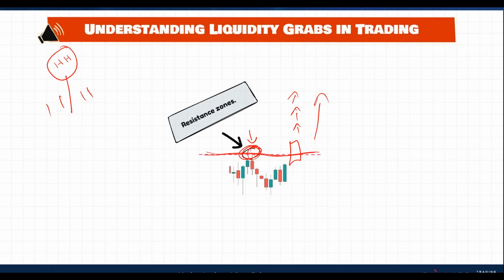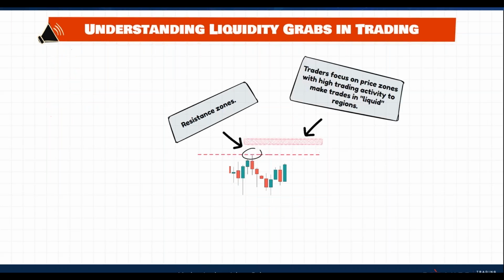The first thing, you need to find your resistance, or obviously a supply zone in the other case scenario towards the downside. Okay, I'll be using this bullish type of scenario where we have resistance zones, because that is easier for me to teach and for you to understand as well. So you have this resistance zone over here and you have drawn a horizontal line above this resistance zone.